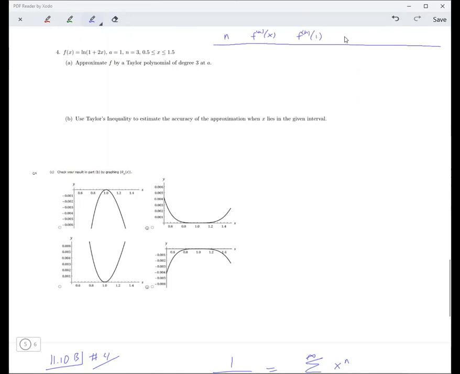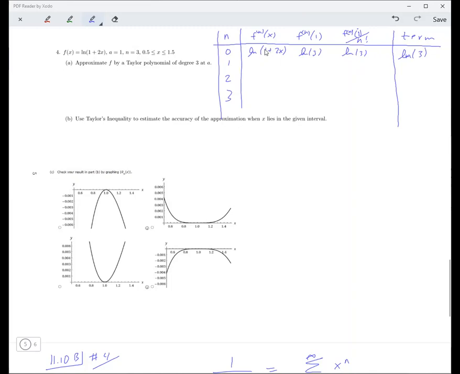Nth derivative evaluated at 1, divided by n factorial, and the term. 0, 1, 2. Again, it's the third degree Taylor polynomial. Okay, so the original function is log of 1 plus 2x. Now, if you put a 1 in there, you get log of 3. So this will be log 3, and the term will be log 3 times 1. That's going to be the first term of the T3.